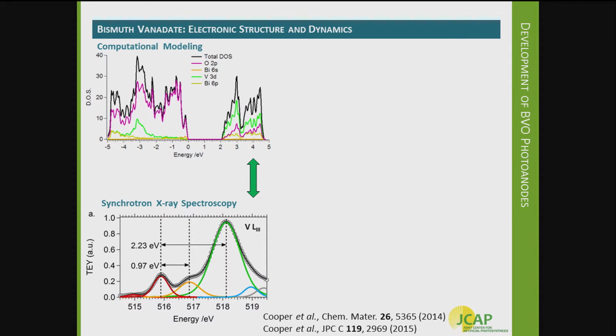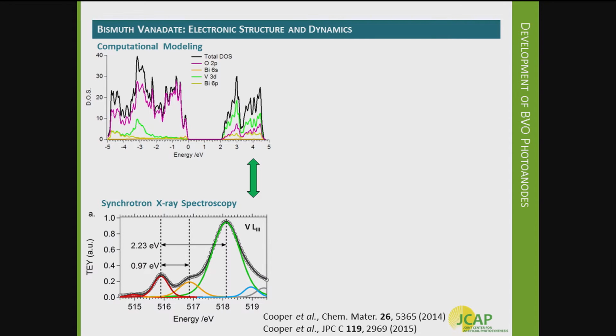As a starting point for this work, we sought to directly determine the electronic structure of the material through a coupled theoretical and experimental study in which we computed, as shown on the top left, the partial densities of states near the band edges within the material, and we were able to directly probe these using a range of synchrotron X-ray spectroscopies, both absorption and emission.